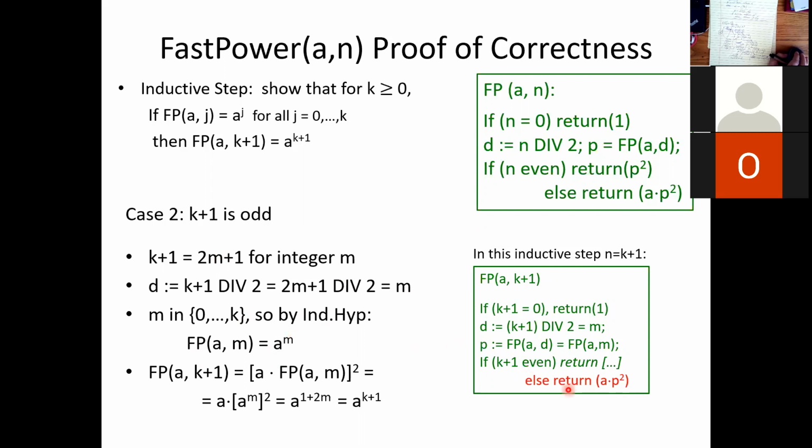And now, because I'm in the n odd case, where n is k plus 1, I don't care about this branch, but I care about this one. I'm going to return a times p squared. P is this, which by inductive assumption is correct. So it's a times a to the m, squared. This is again a to the 2m, and it's a times a to the 2m, so it's a to the power 1 plus 2m, which is 2m plus 1, which is k plus 1. Okay.